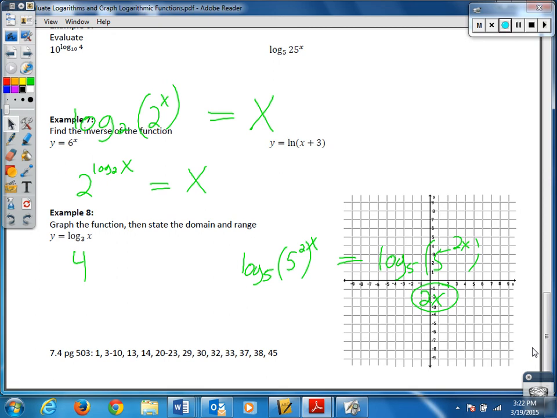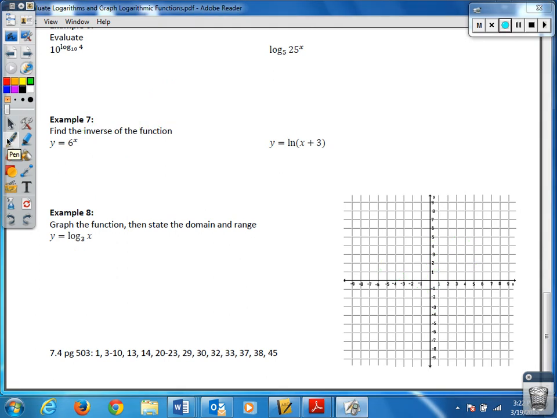All right, example 7. Find the inverse of the function. So remember that for inverses, you switch x and y, and then solve for y. So let's put x where y is, and y where x is. And then I'm just going to cross out this original one just to keep straight in my head that this green one is the one that I want to use now.